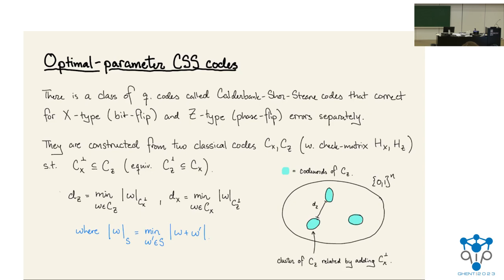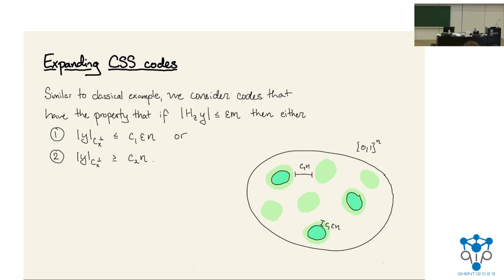corresponds to this. And the second thing you should know is that there's actually always two pictures. There's an X picture and a Z picture. I'm only going to draw one at a time, but should always remember that there's actually two pictures going on whenever I draw this. Okay, so let's do the same thing. Let's talk about expanding CSS codes, and the picture should look kind of the same.